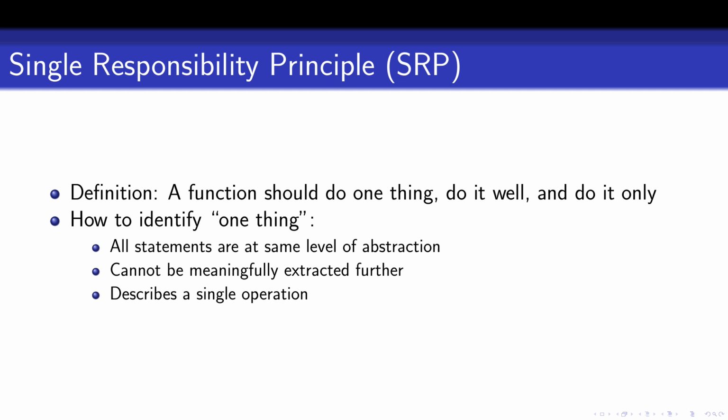The single responsibility principle, or SRP, is our next stop. It's simple: a function should do one thing, do it well, and do it only. How do you spot one thing? Look for statements all at the same abstraction level, where you can't extract more without just parroting the code, and it describes a single operation. It's about focus, keeping your functions laser-sharp and free of clutter.